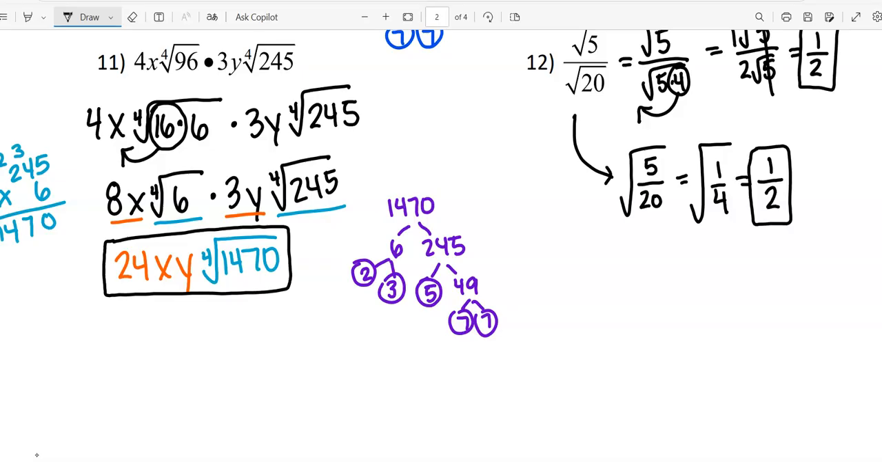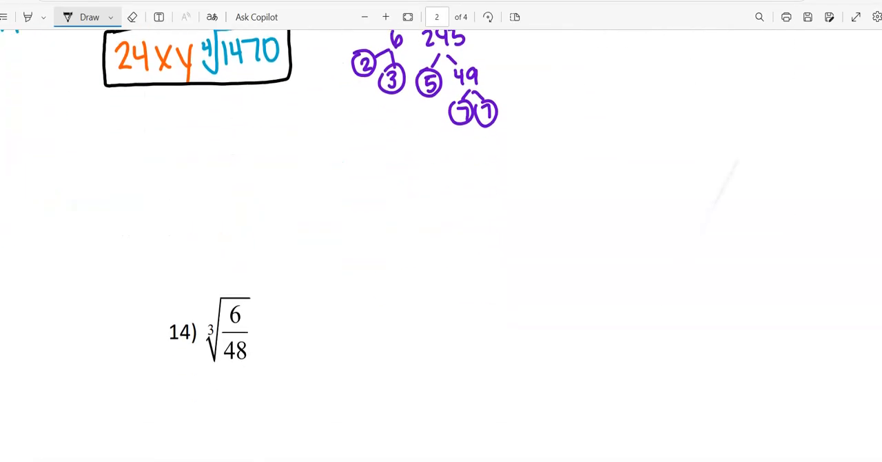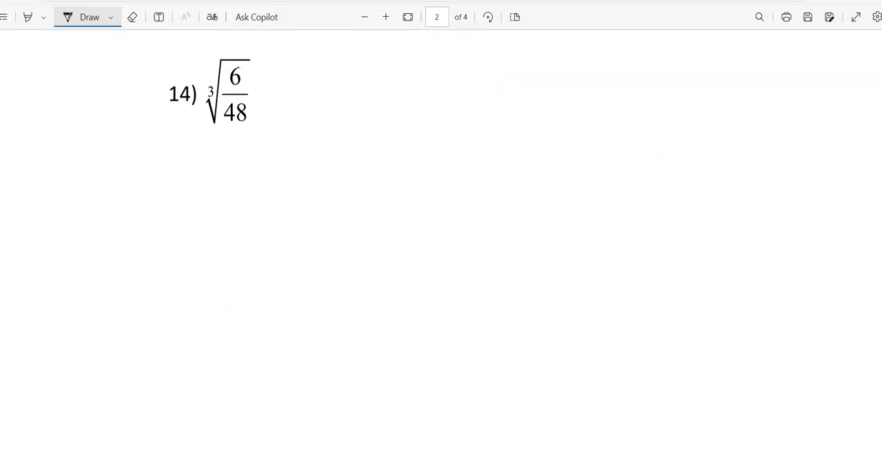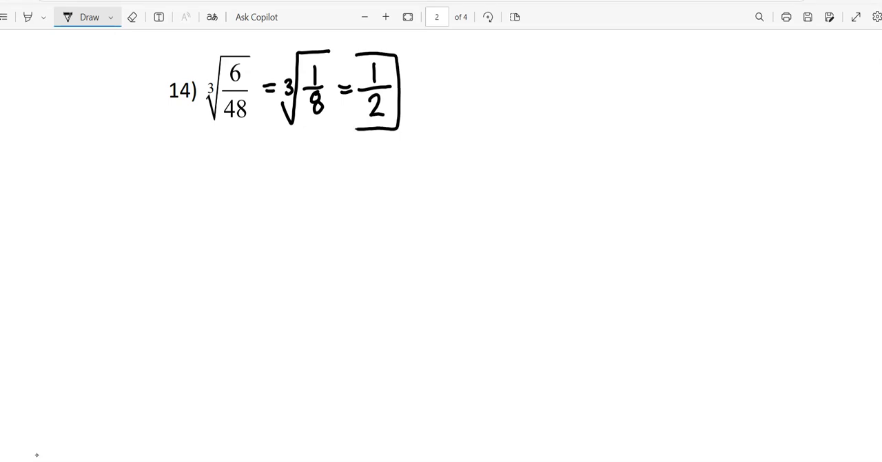So if we're doing 14, which is very similar, what does 6 over 48 simplify to? 1 over 8, yep. So this will be the cube root of 1 over 8. What's the cube root of 1? 1. What's the cube root of 8? 2.